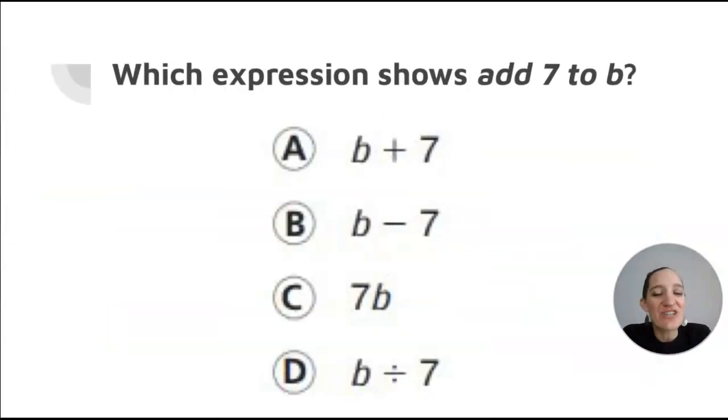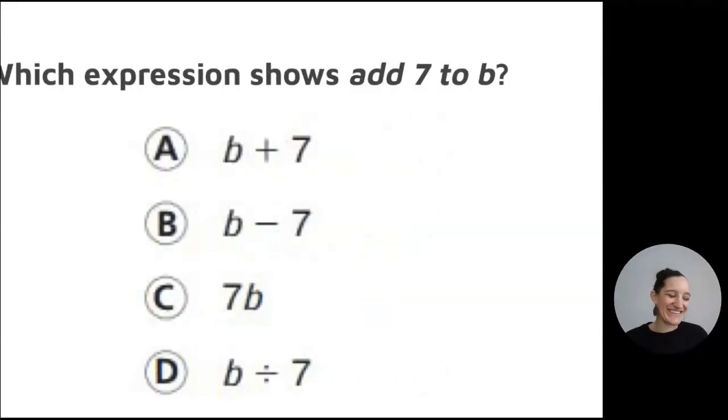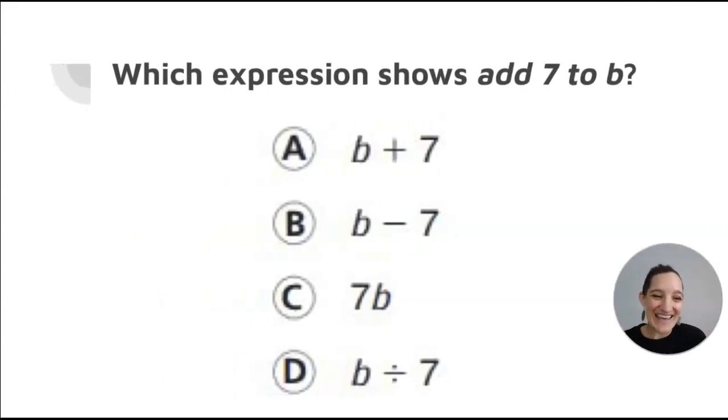Which expression shows add 7 to b? A, B, C, or D? It is add. That's an obvious word for you, huh? So we're going to add b and 7 together.